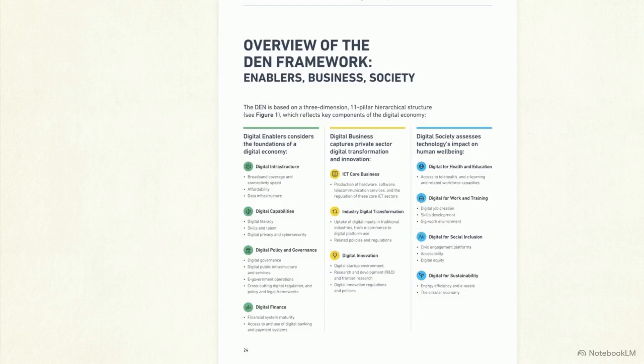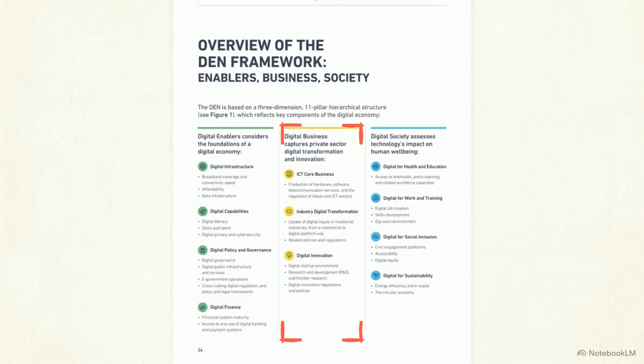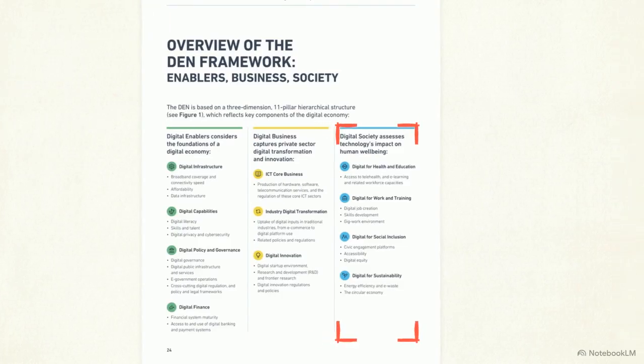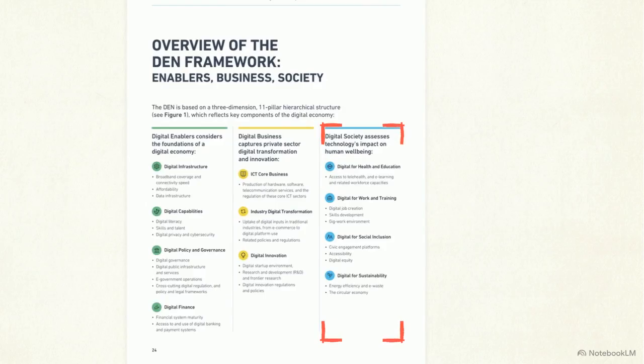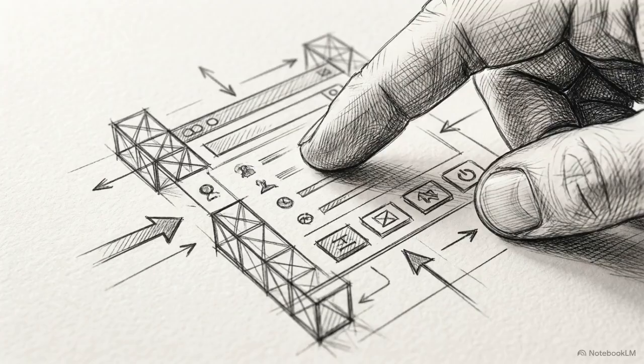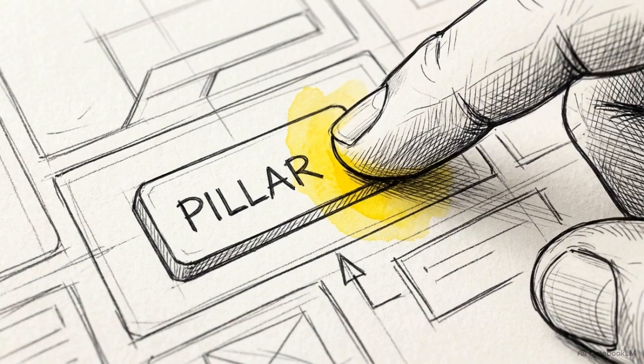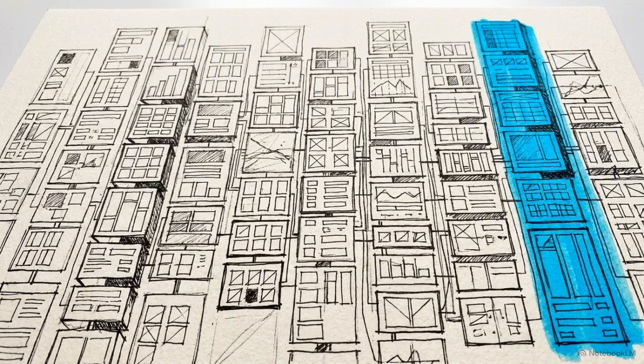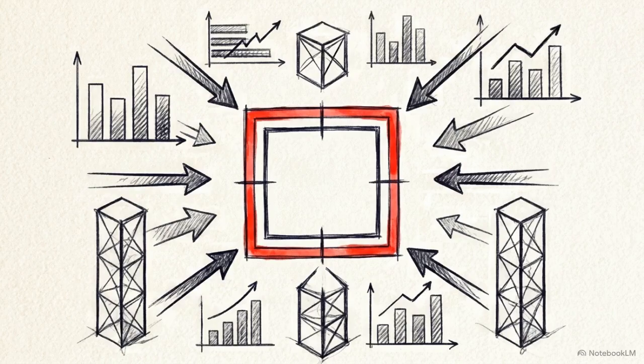Step 1. Map the framework's 3 dimensions. The left column, digital enablers, tracks baseline infrastructure. The middle, digital business, measures private sector IT and innovation. Finally, digital society tracks where technologies intersect with human needs, like health and sustainability. To begin your business thesis, select exactly one pillar from that final column. That is your target problem area.